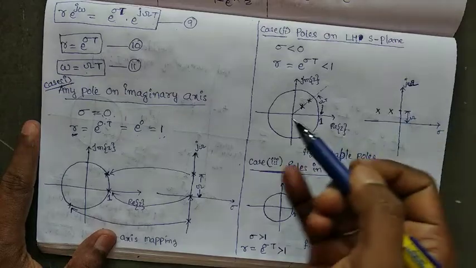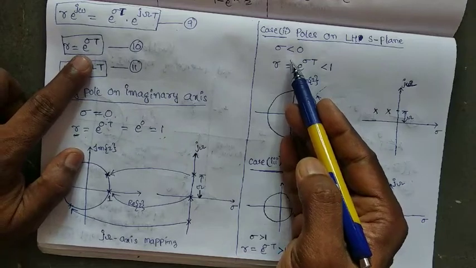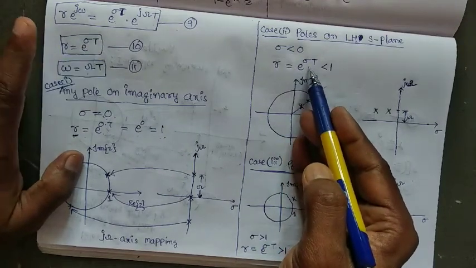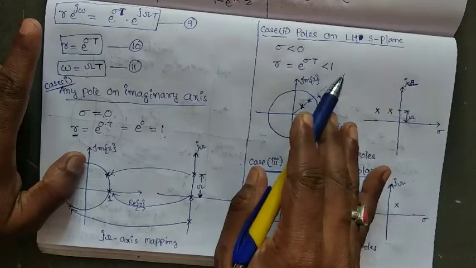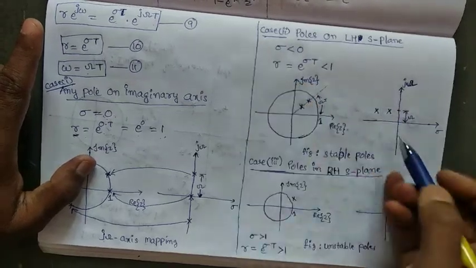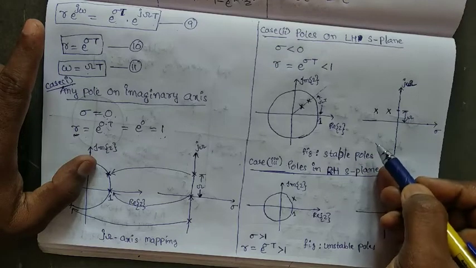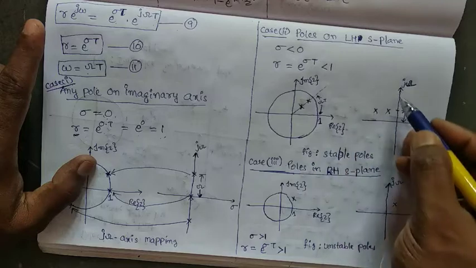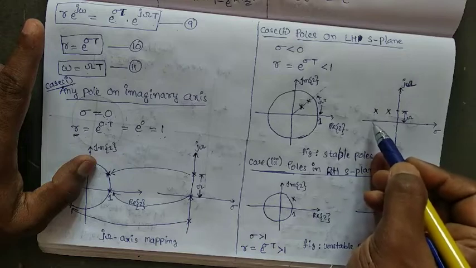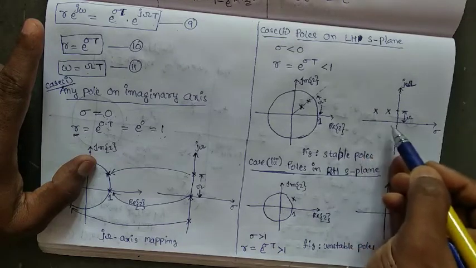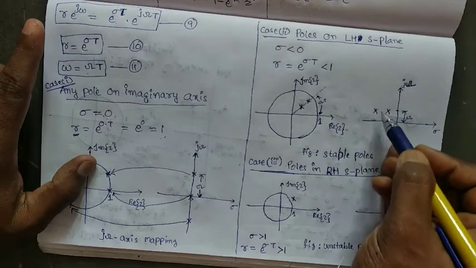Second case, sigma is less than 0. Sigma less than 0 means e power sigma t value is less than 1, which means R is less than 1. Sigma less than 0 means the poles are located in the left half S plane. This is the right half S plane, this is the left half S plane, this is the j omega axis. Sigma less than 0 means the negative real axis, so the poles are in the left half S plane.